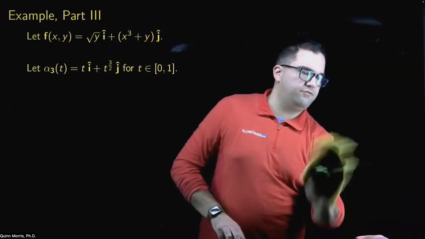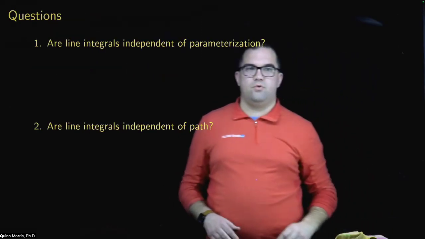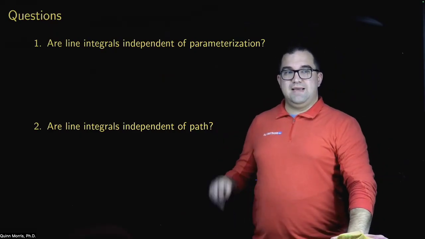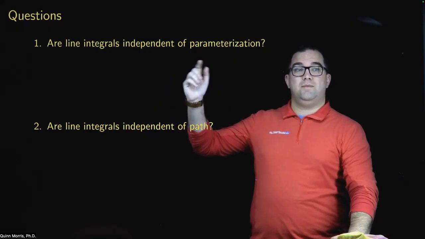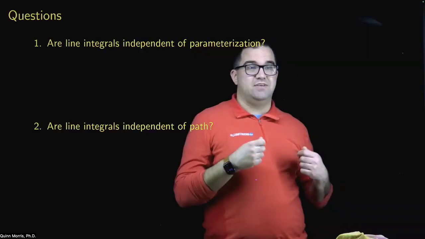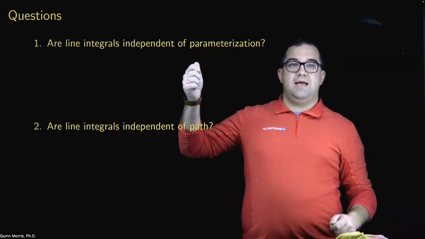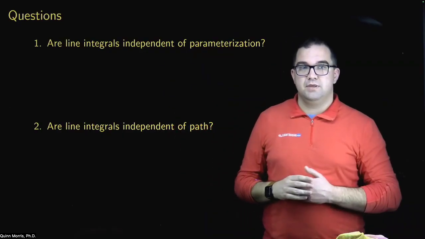So to finish up and summarize, I think there are two reasonable questions we might want to ask about line integrals. The first is raised by alpha 2 versus alpha 3: are line integrals independent of parameterization? There we saw that alpha 2 and alpha 3 have the same graph. They're just different parameterizations of that curve. And so maybe line integrals are independent of parameterization.